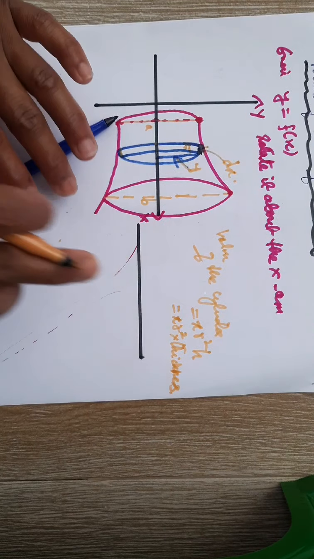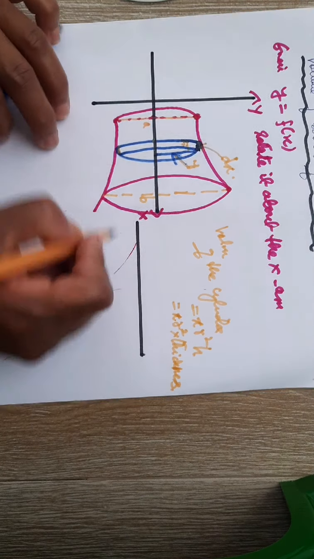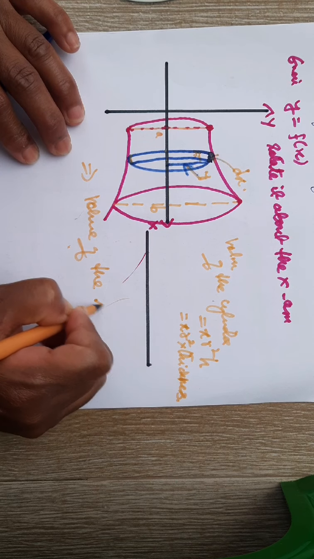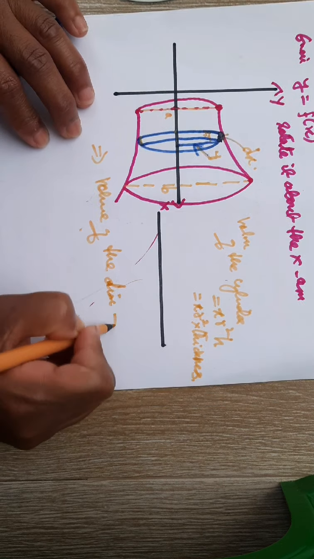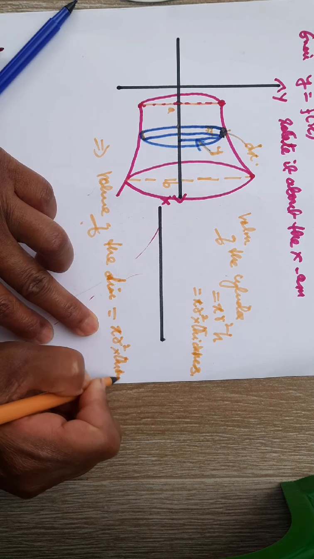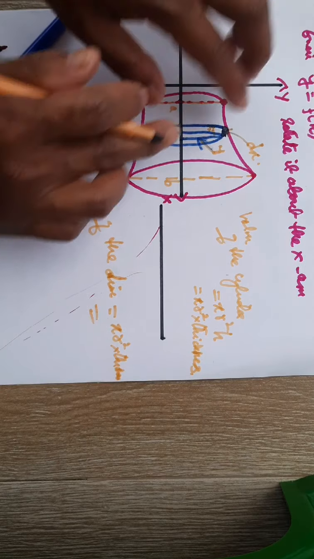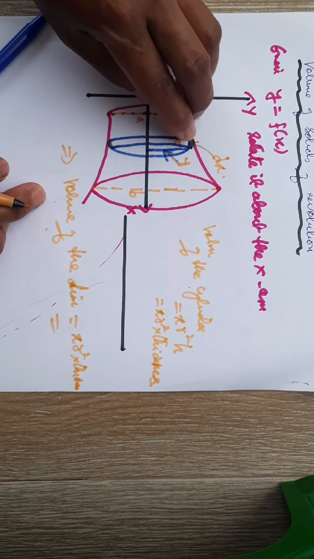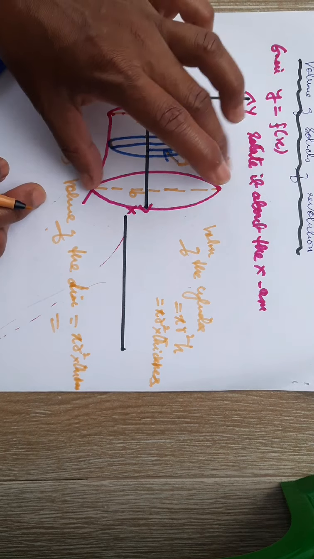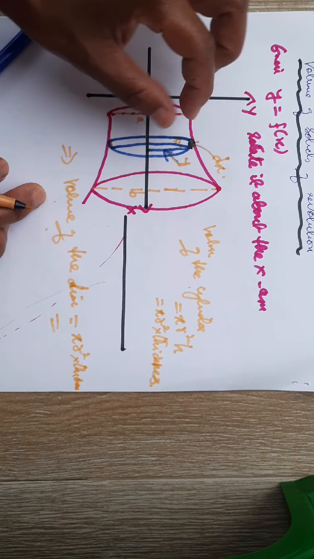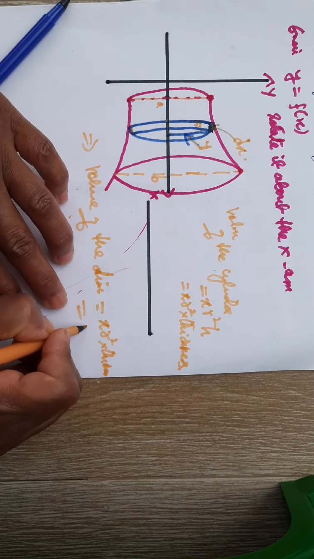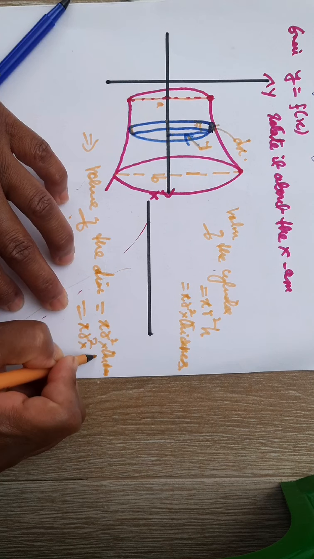So this is the volume of the cylinder, which implies that the volume of the disc is equal to pi r squared into the thickness. And what is the thickness? I've taken the thickness of this disc that cuts the solid here to be dx. You can cut this whole solid into different discs where the thickness of the disc is infinitely small. So in this case it is pi r squared into dx.